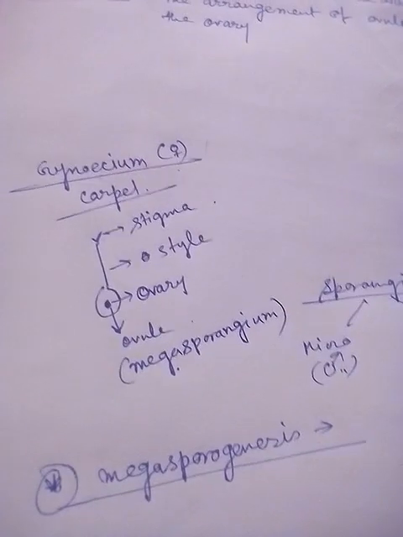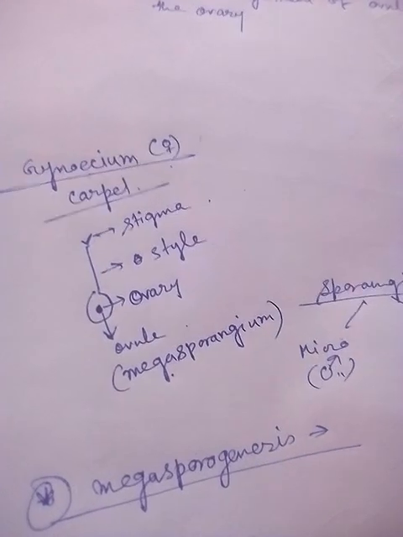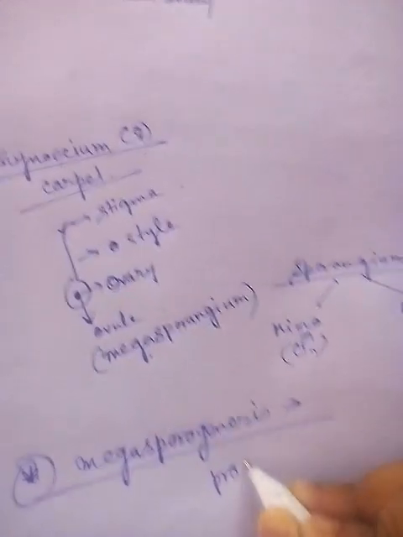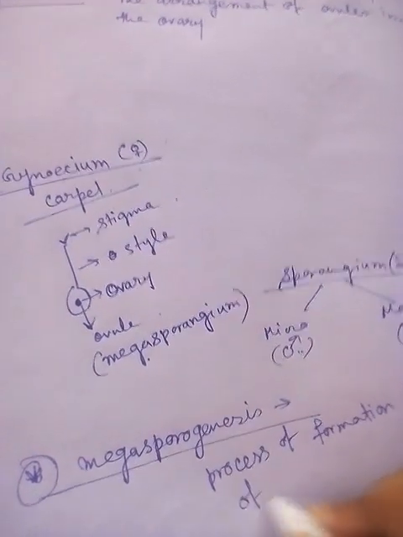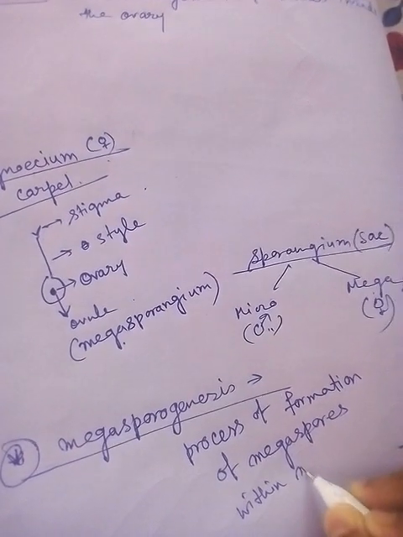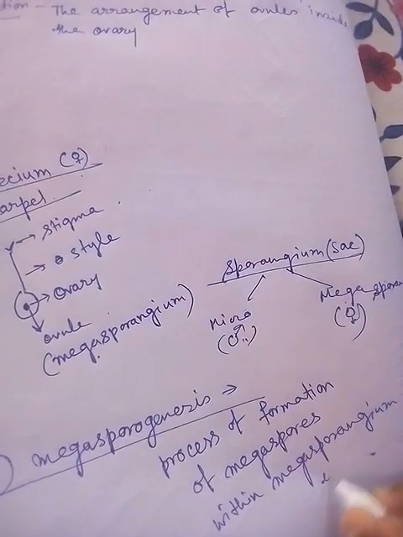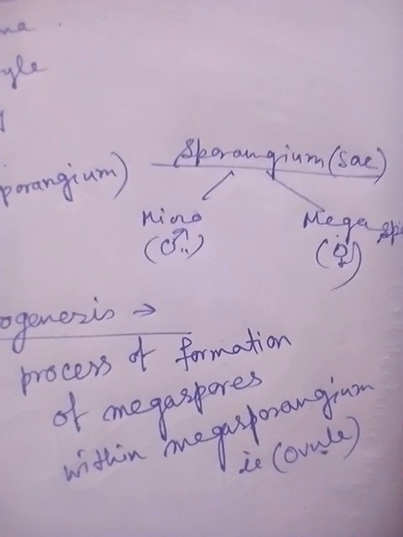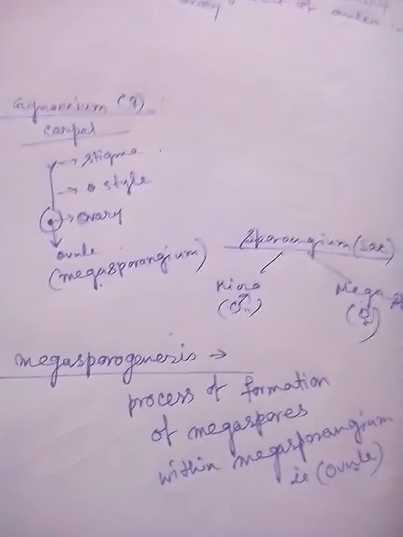Right. And what is megasporogenesis? Megasporogenesis is the process of formation of megaspores within megasporangium, that is ovule. Clear? So the process of the formation of megaspores within megasporangium, that is ovule, is known as megasporogenesis. So ovule is the main megasporangium within which megaspores will be formed.